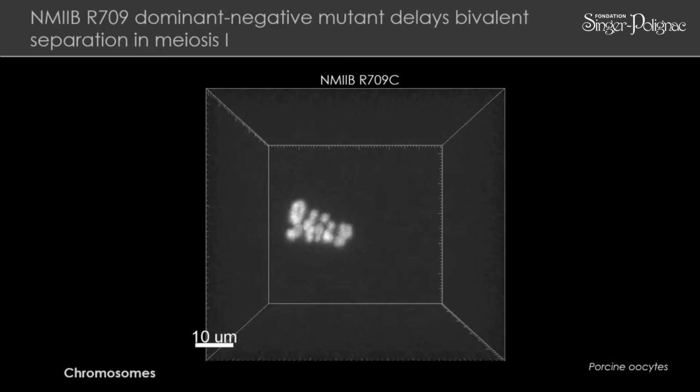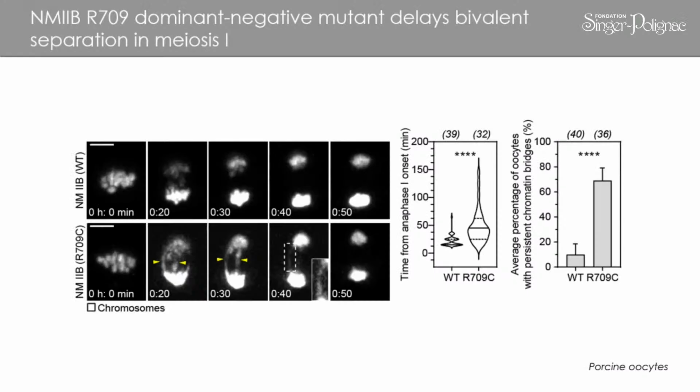And as a first step, we expressed a dominant negative variant of non-muscle myosin 2B, and then analyzed chromosome segregation. And this is now a cell in metaphase. And when the cells are now starting to separate, you see that there's massive chromatin bridges. So the chromosomes really have problems to separate apart. And also here we can quantify this, and we see that there's a strong increase in persistent chromatin bridges, and also the time that is required to separate the chromosomes apart is very strongly increased.